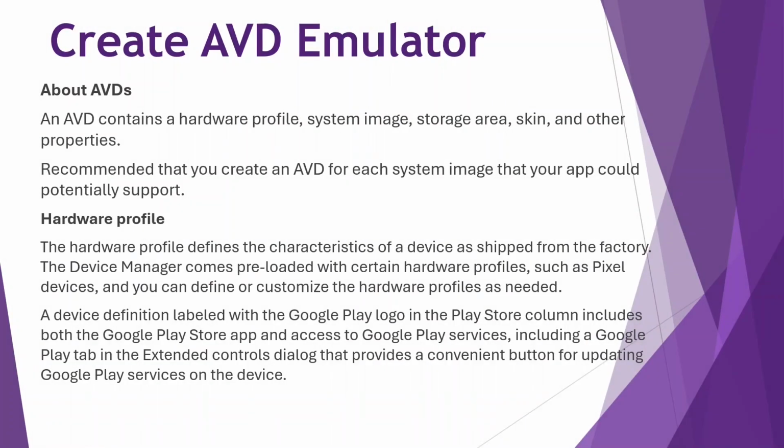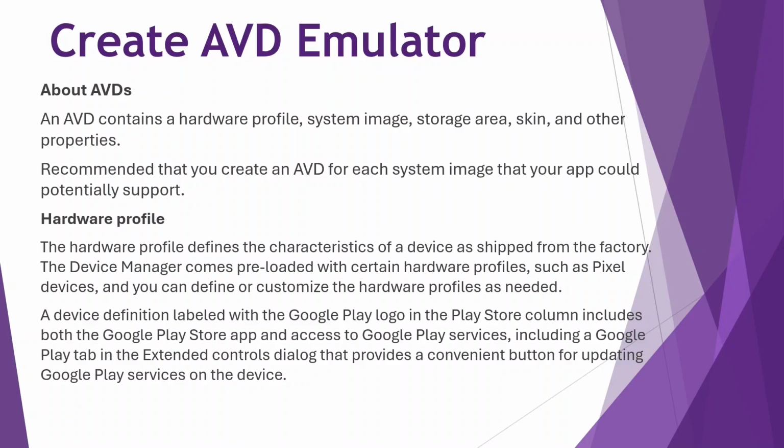Before we start learning the step-by-step process to create an Android virtual device emulator, let us first understand what we mean by AVD emulator. An AVD contains a hardware profile, system image, storage area, skin, and other properties. So basically, you can just think of your actual physical mobile device. In the same way, your AVD profile also contains a hardware profile, system image, storage area, skin, and other properties. I recommend that you create an AVD for each system image that your app could potentially support.